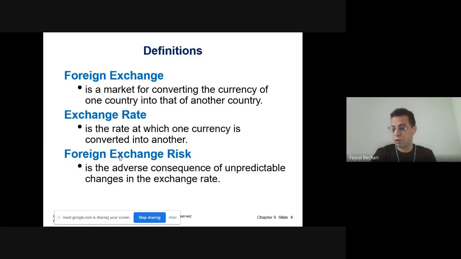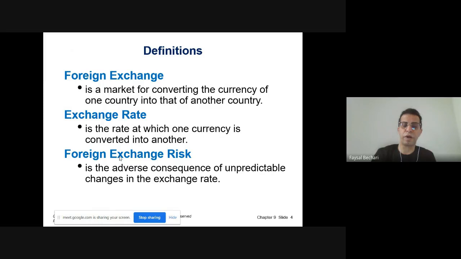Now, what's a foreign exchange? It's a market for converting the currency of one country into that of another country. So this is a foreign exchange. When you go to a store and you give them rupees, or you give them one, and you get a dollar, this is doing a foreign exchange.